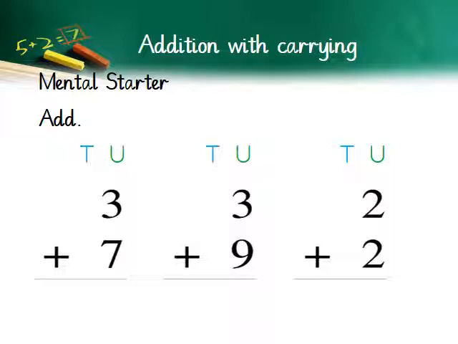Carrying on mental starter with a given activity, very simple. You have to add up the given numbers and the place values are identified at the top of the given digits. So start doing with the first sum. Yes, 7 and 3 or 3 plus 7. What's the total? Yes, 10.